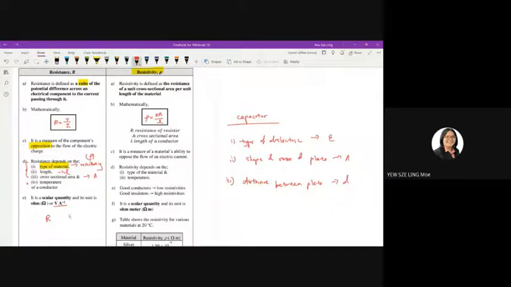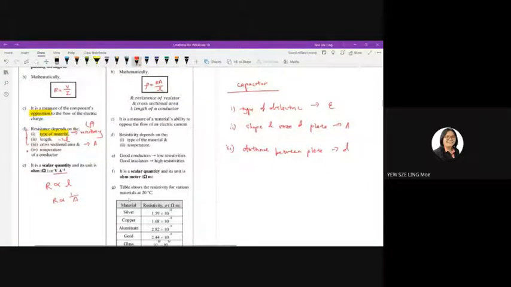So the longer something it is, obviously it's going to experience more resistance, right? Because it's going to take more time to travel from one end to the other end. So R is directly proportional to L, but then R is inversely proportional to A. Inversely. Okay, 1 over A. If you have a larger surface area, obviously it's getting easier to travel through the path, the surface area, the conductor. So R is directly proportional to L, R is inversely proportional to A.